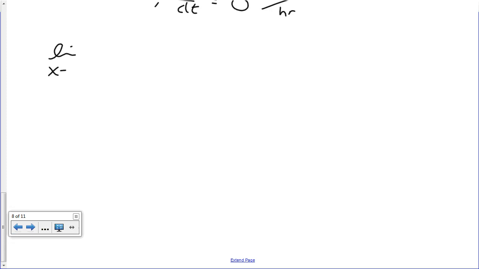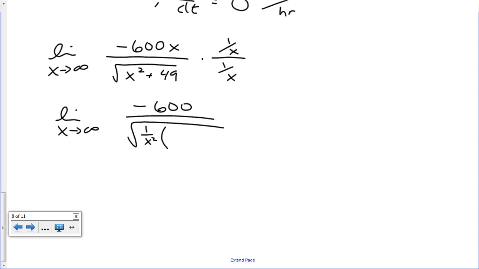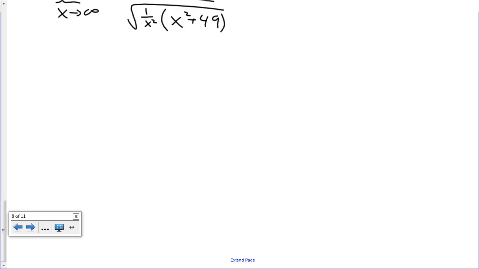If we take the limit as x goes to infinity of our derivative function, dz/dt, negative 600x over the square root of x squared plus 49. When you're dealing with a limit that goes to infinity, many times multiplying by 1 over x or 1 over x squared is a really nice thing to do because 1 divided by infinity is 0. So if I can have things like that show up in the problem, those are pretty nice to work with. Let's see what happens here. The numerator becomes just negative 600 when I multiply by the 1 over x. In the denominator, I'm going to push that 1 over x inside the square root. In order to put it inside the square root, I have to square it. So 1 over x squared times x squared plus 49. And let's distribute the 1 over x squared through those parentheses in that root.